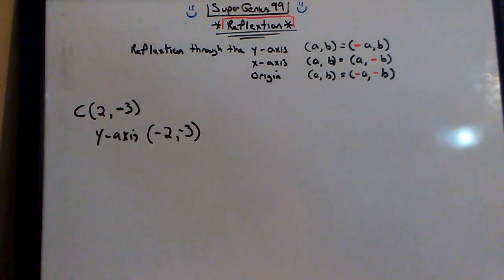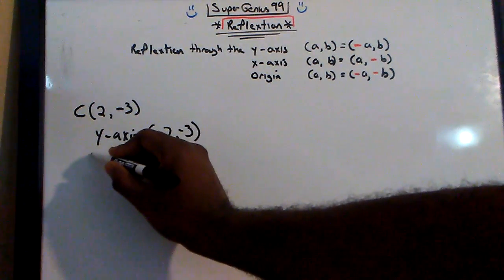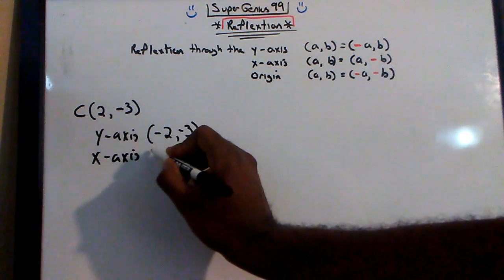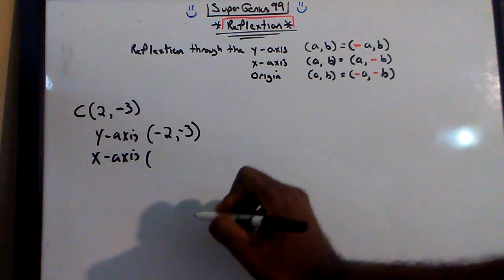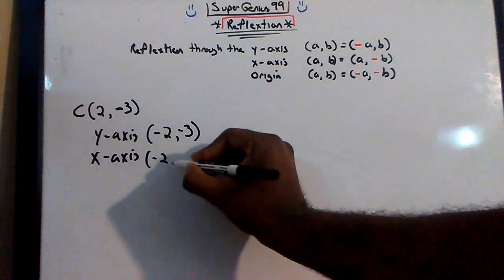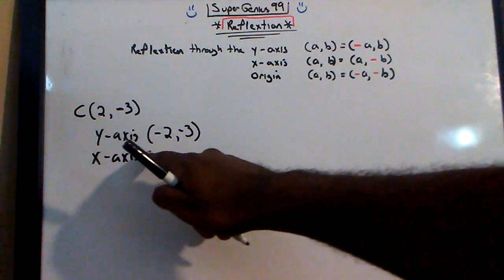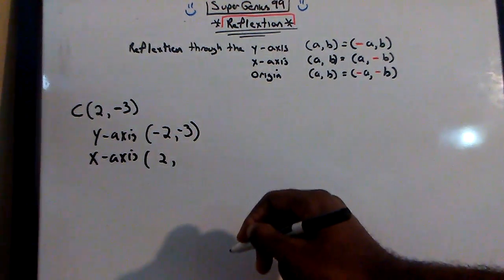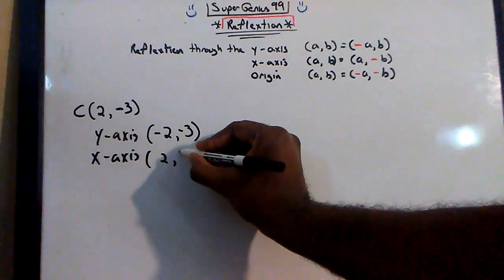Pretty simple. If we reflect this across the x-axis, what's going to happen? The x value will stay the same. We will change the sign. Sorry, looking at the wrong one. So it'll be positive. We'll change the sign of the y value.